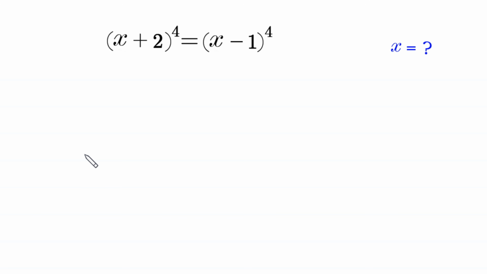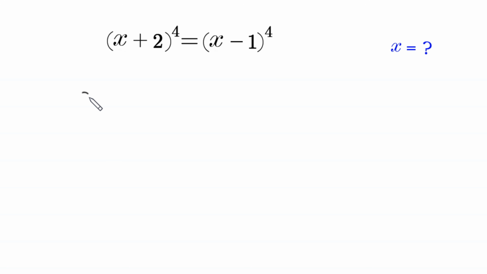Hello, welcome to how to solve this very nice algebra equation. (x + 2)^4 is equal to (x - 1)^4. We need to find all possible values of x. So let's start by moving this (x - 1)^4 to the left hand side.